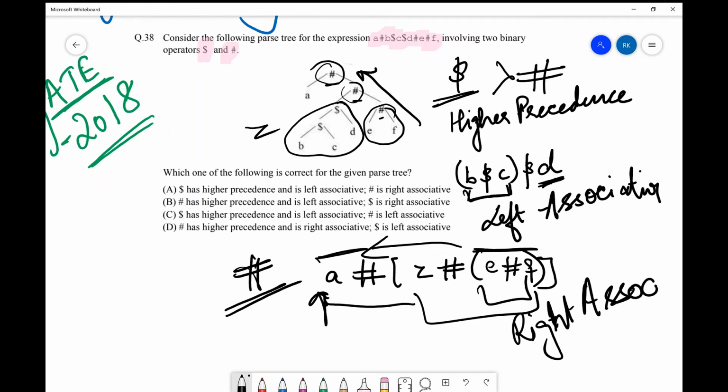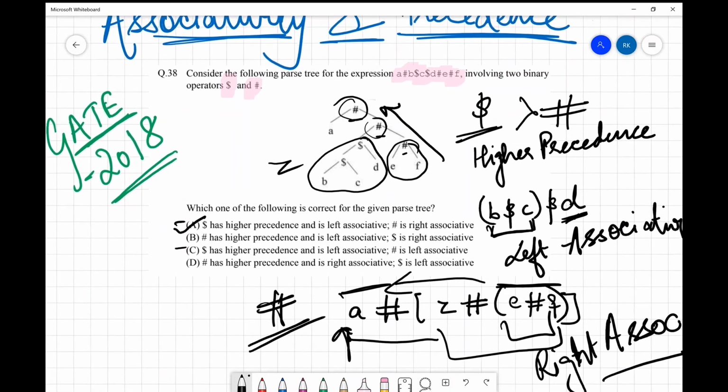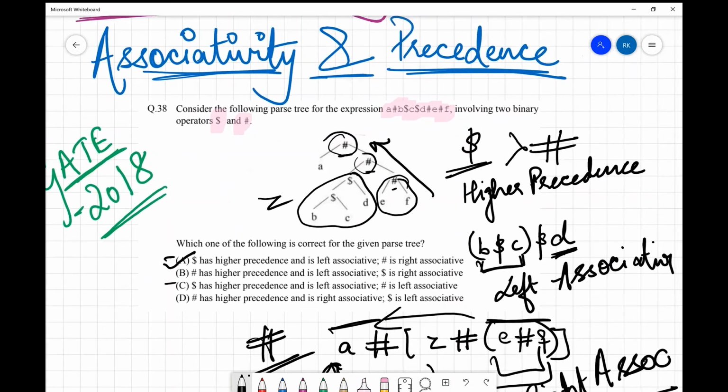Now let's check with the options. Dollar has higher precedence. These two options are saying dollar has high precedence, okay? And is left associative. Yes, it is left associative. And hash is right associative. It is this option. So, clear cut, we have option A as the answer. So that's all for this particular question.